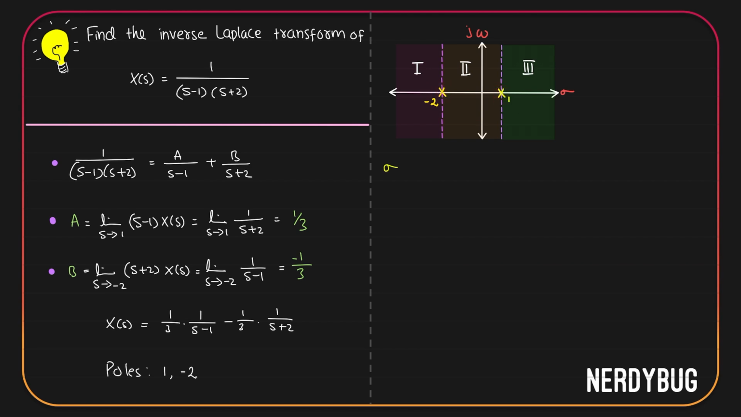Let us take the first case. Sigma is less than minus 2. That means ROC is towards the left of the leftmost pole. This happens when our signal is left sided.